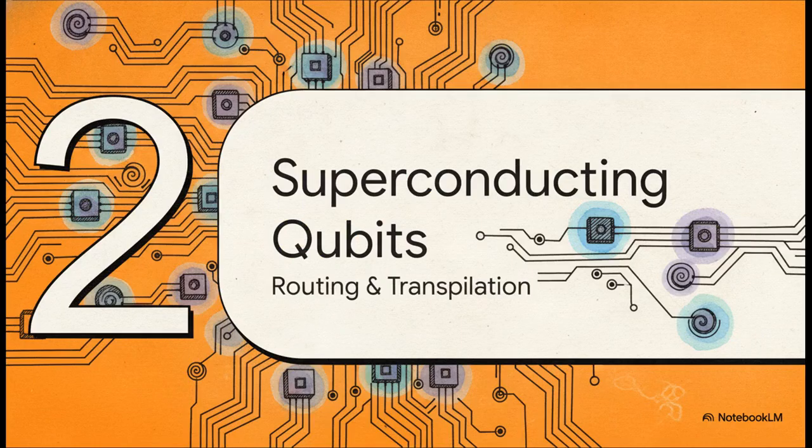Moving on to Section 2, superconducting qubits and routing. Let's see how these exact constraints manifest in the most common gate model platform we use today.